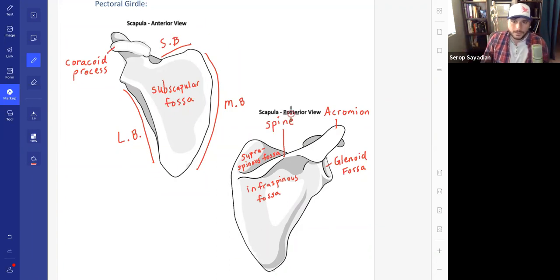Okay, just always remember that the glenoid, the socket, is on the lateral side, okay? Because that's where the ball has to attach, to the lateral side of the scapula.